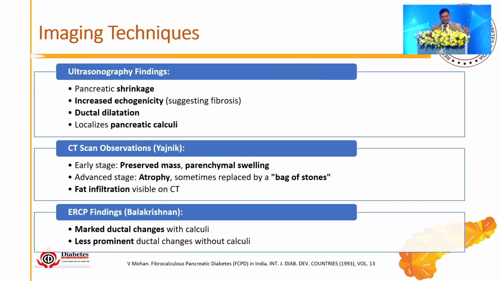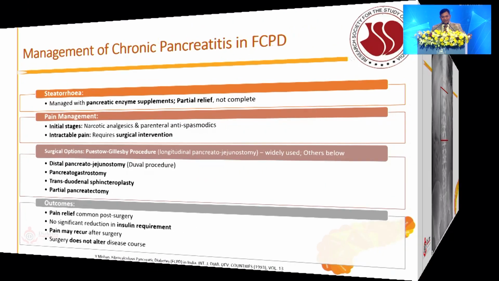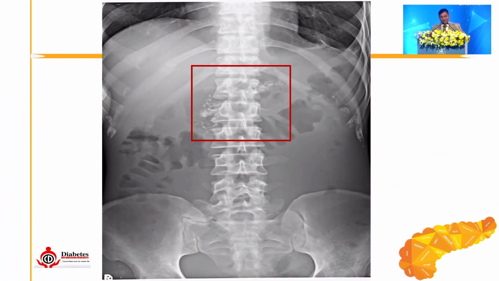Imaging techniques: there are various techniques you can follow. Chronic pancreatitis can be one of the things. And this is another picture. If you appreciate this calcification, can you see this? This is exactly the pancreas shape, and you have all the pancreatic calcification across.